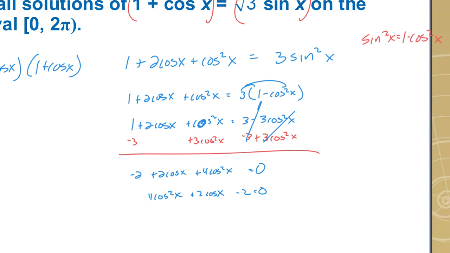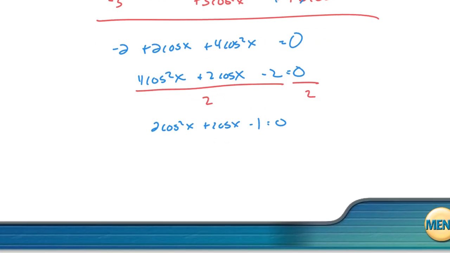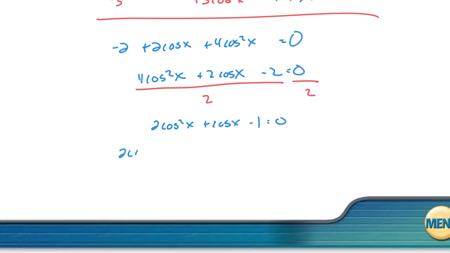I do have a GCF of 2 over here. Since it's a constant, I could just go ahead and divide each side of the equation by 2. I can't do that if I had a variable; then I'd have to factor it out as a GCF. That makes the equation a little bit easier: 2 cosine squared of x plus cosine of x minus 1 equals 0. We could factor that as 2 cosine of x minus 1 times cosine of x plus 1 equals 0.